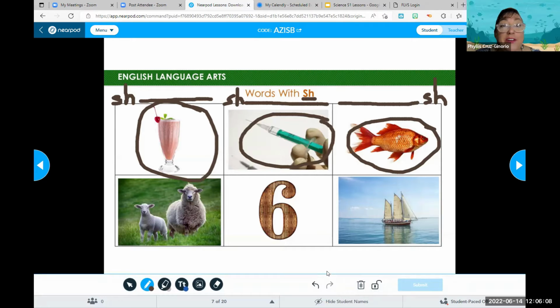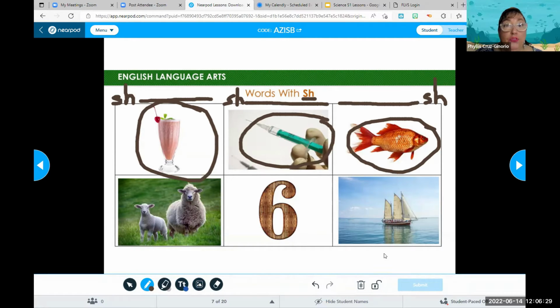All right. There is a word here that doesn't have it. Can you figure it out? Which one of the words on the bottom does not have the sh? Can you find it? Let's see. Sheep, 6, ship.